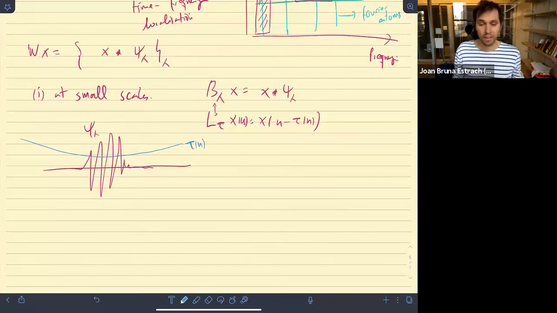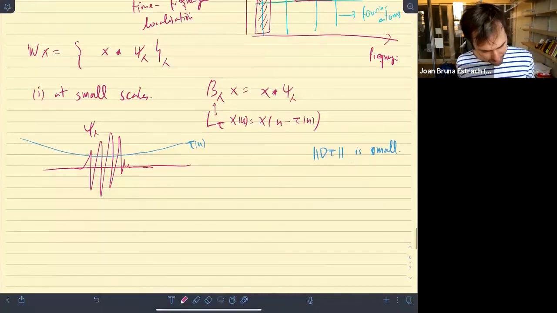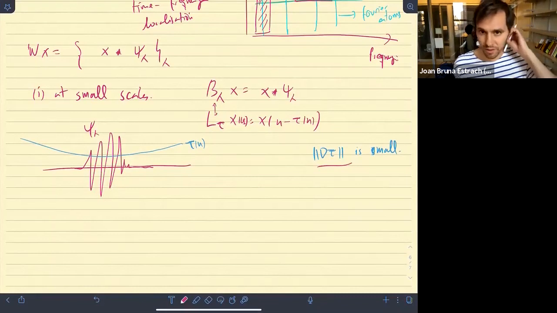And remember that I'm interested in small deformations, right? So this means that, remember that this quantity is small. Okay. So this is basically just telling me that this deformation is smooth, right? That's because the norm of the derivative is small. So I have a wavelet, I'm looking at what happens at the small scales, and I need to understand the interaction with the change of variables, where the change of variables is very smooth.